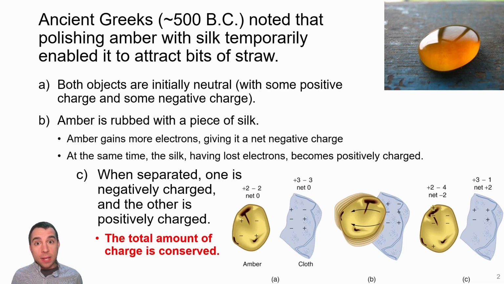So what happens in this process is when the silk rubs up against the amber, it strips away electrons from the silk because it is more electronegative. This means that there's an overall negative charge on the stone of amber and a positive charge on the piece of silk. And throughout this process, only electrons were transferred back and forth between these objects, but the same total amount of charge is constant throughout this entire process. And we call that the law of conservation of charge. Just like mass is conserved and energy is conserved, charge is also conserved.